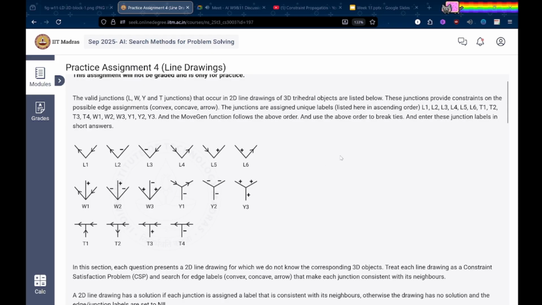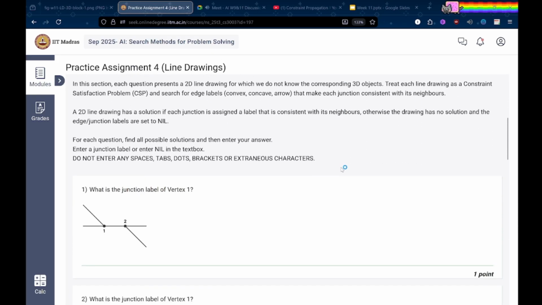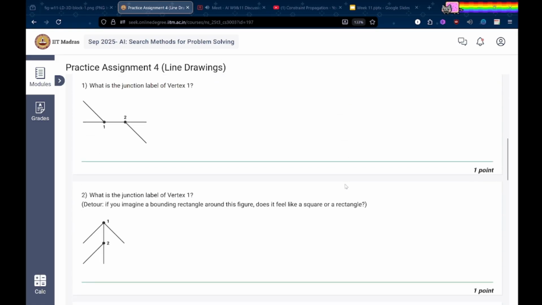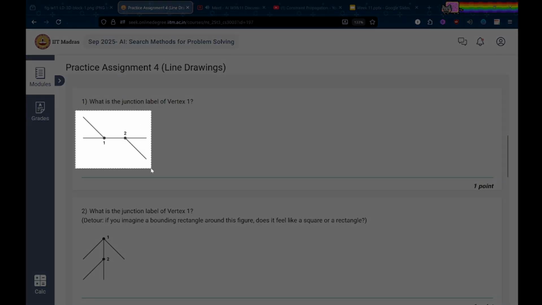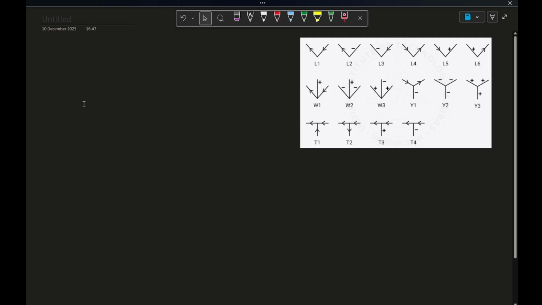Okay, L1, L2, L3 and so on. And what is this junction? That's a T junction, not Y. So T1 is a T junction. Okay, I'll draw this. I know. Maybe I know.